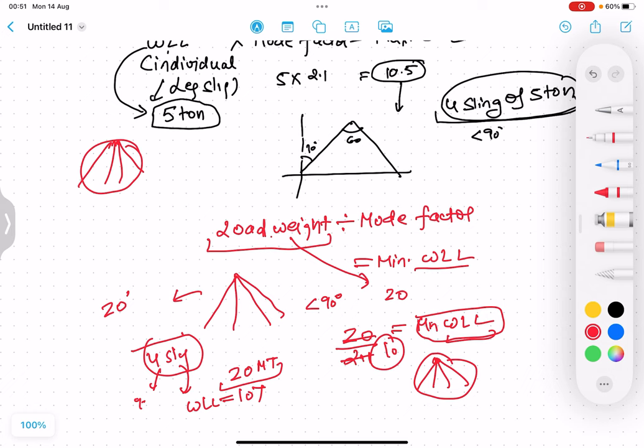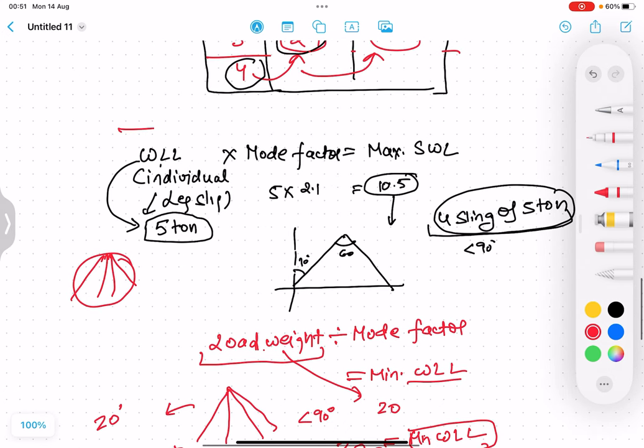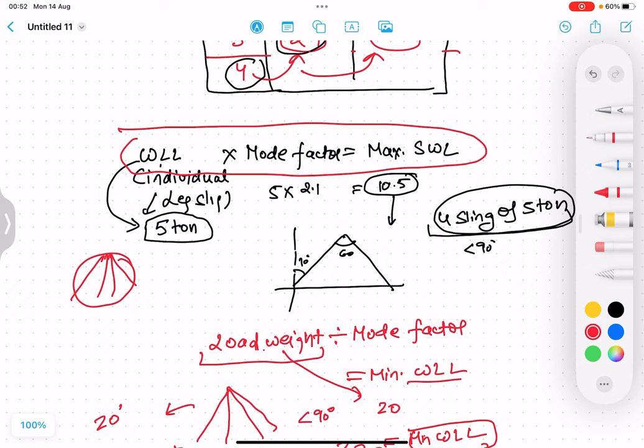So in this way, using the formula WLL into mode factor equals maximum SWL, in a particular combination we can identify the maximum weight that we can lift. And using the formula load weight divided by mode factor equals minimum WLL, we can identify in a particular combination the minimum WLL of the sling required. So we can identify both the load as well as the rating of the sling. In this way the sling rating capacity is identified. Another method is the stoichiometric method, which we will explain later.